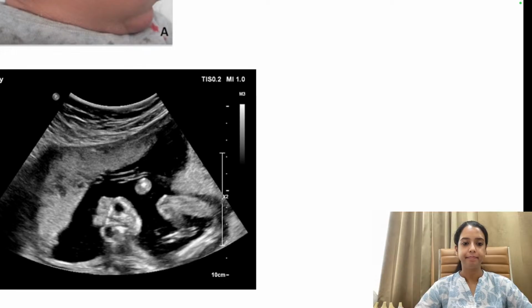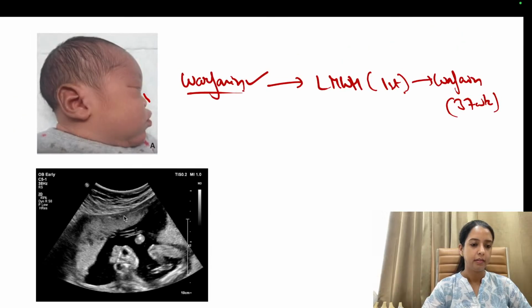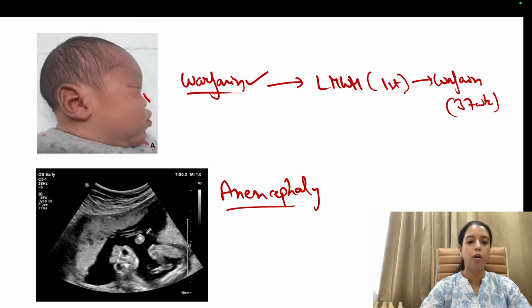What is this baby? Frog-like looking baby. What is it? What is this pathology? What is this baby looking like? A frog eye look. It's a case of anencephaly, where the skull has not formed. Can you see the baby's skull has not formed and only the forehead and the eyes are visible? So it's a case of anencephaly.